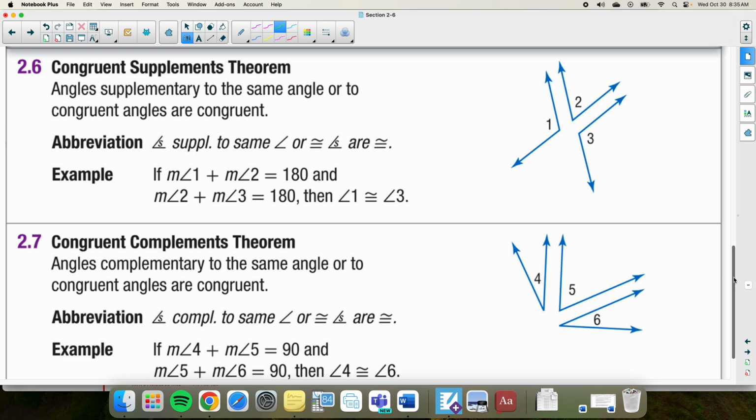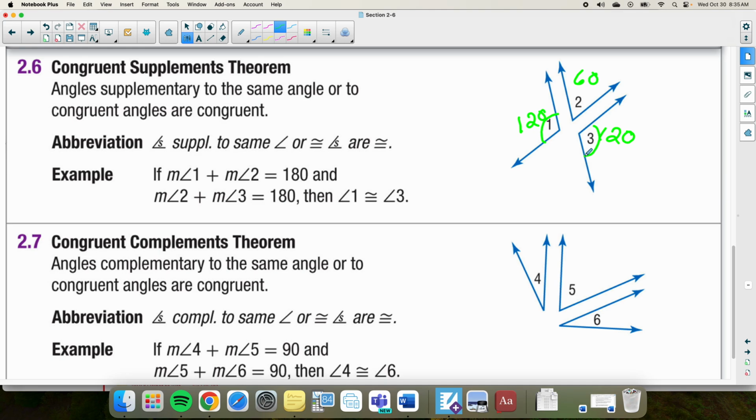So I'll just give you some numbers. If this was 60 and I told you guys that 1 and 2 were supplementary, doesn't that mean this one would have to be 120, right? And then if I told you these two are supplementary, wouldn't this one also have to be 120? So what this is saying is if you have two angles supplementary to the same angle, the only way that's going to happen is if these two are equal, okay? We don't use this so much as a reason in a proof, but we do prove this theorem today.